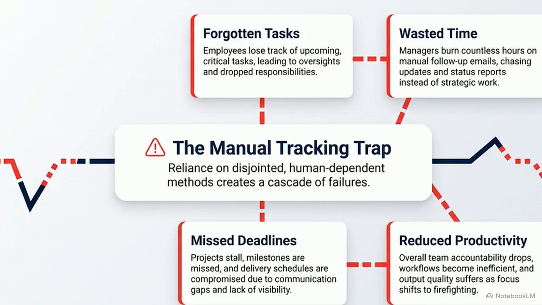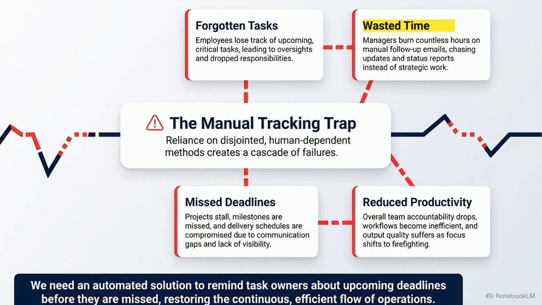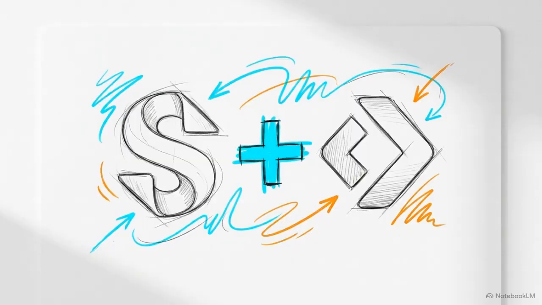This diagram maps out the manual tracking trap. When employees lose track of assignments, the resulting failures are direct. Delivery schedules stall, milestones slip, and managers burn valuable hours manually chasing status updates instead of doing strategic work. We are going to build a solution.